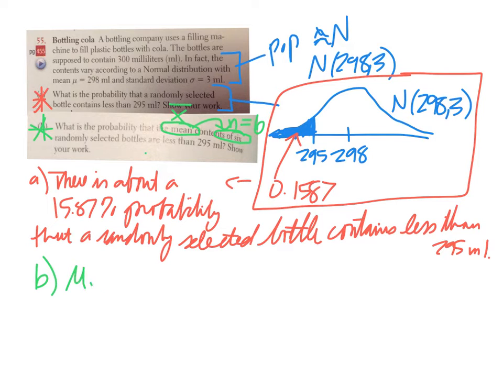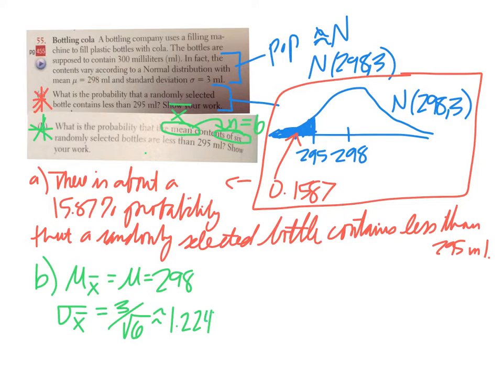So the mean of a sampling distribution is equal to the mean of the population, so that's still going to be 298. But what changes in this scenario is the standard deviation, because I'm not using the standard deviation of the population, I need to use the standard deviation of the sampling distribution. So it's going to be 3 divided by the square root of 6, which gives me 1.2247 milliliters.